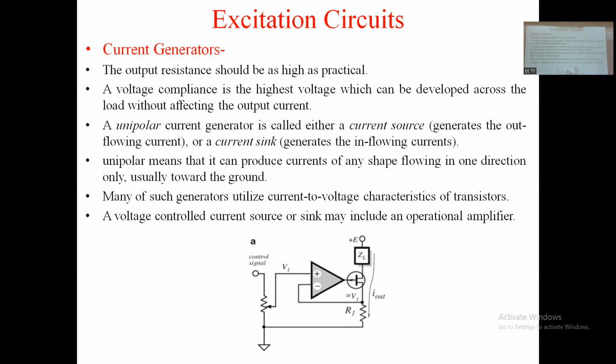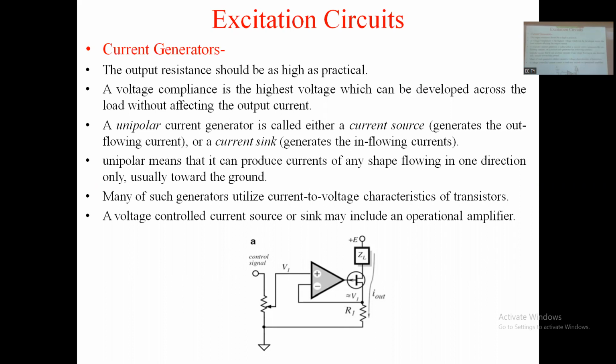So the unipolar current generator is called either a current source, which generates the outflowing current, or a current sink, which generates the inflowing current. So there are again two types of current generator. The first one is the unipolar current generator, or current source. What does a current source do? It generates current, and this current will be flowing outside. And a current sink is also one type of current generator. It will generate inflowing current. You know a heat sink, it absorbs heat. Similarly, a current sink will have the current flowing towards that device, inflowing current.